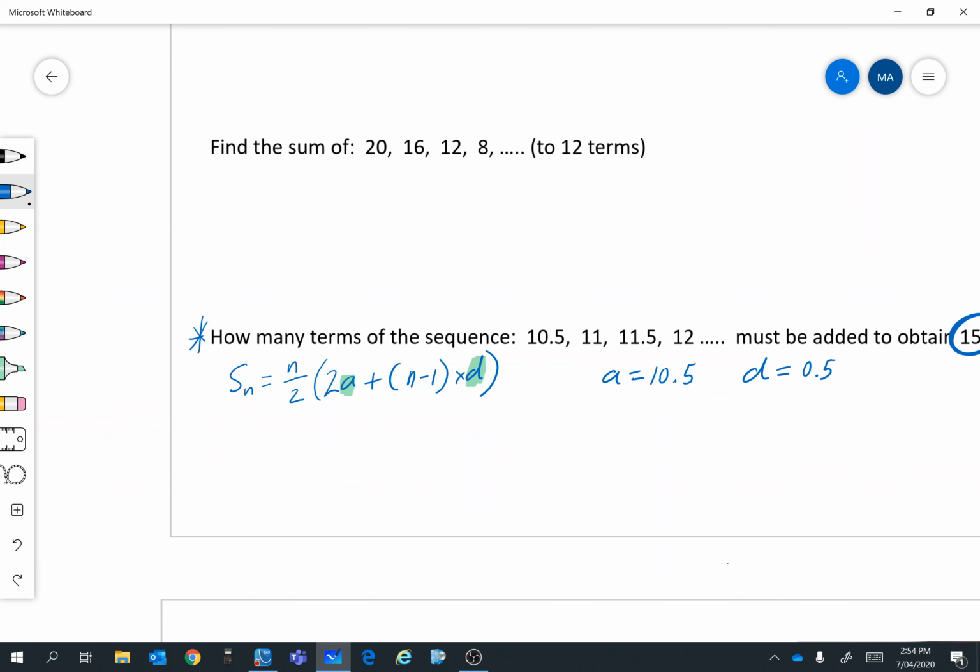So what we're trying to determine is how many terms will we need to add up to 159. So we're trying to find the sum, that total, 159. So we're going to put that where the Sn goes. And then we have n over 2, bracket 2 times 10.5 plus n take 1 by 0.5.